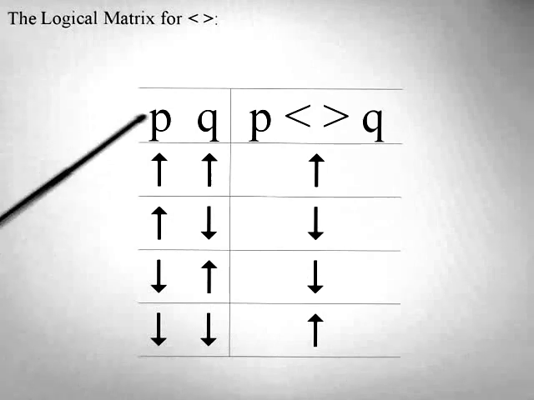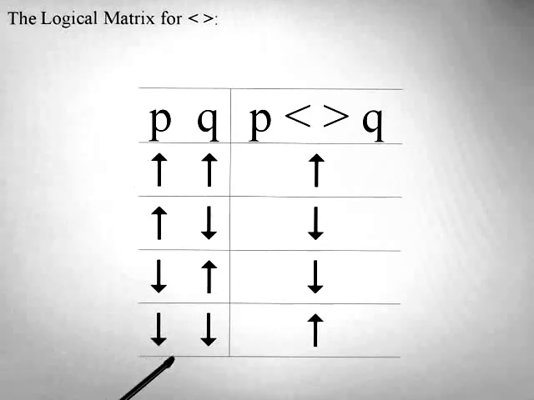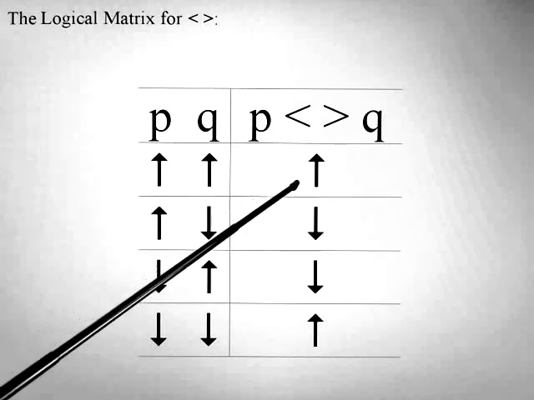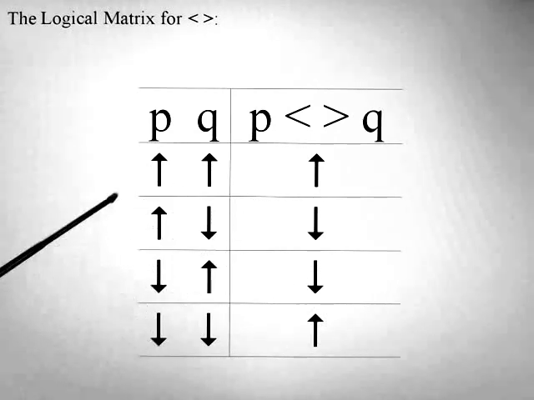And of course, when we inspect our table, we find that that is true when both P and Q are true, but it also happens to be true when both P and Q are false. So to say that P is equivalent to Q is true on the first line and true on the last line, but false on the second and third line because, of course, the values are not the same.